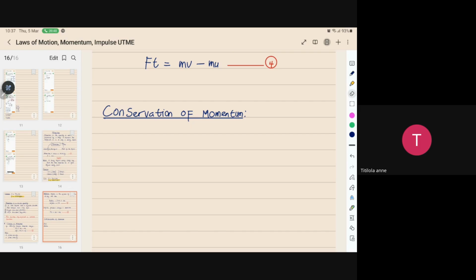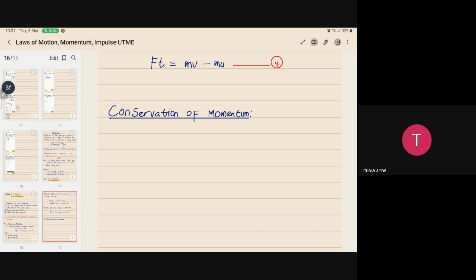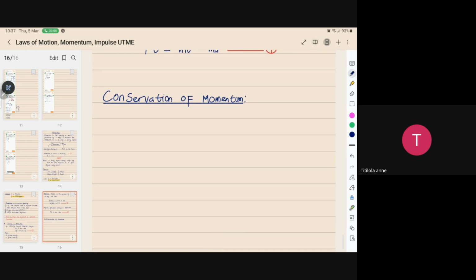So that's the conservation of momentum, right? It builds upon your Newton's third law, right? So let me put that here for those that are going to read later. So this builds upon your Newton's third law, but I've given an example.